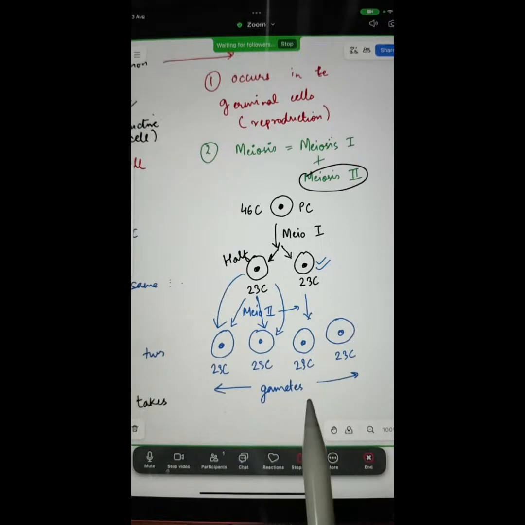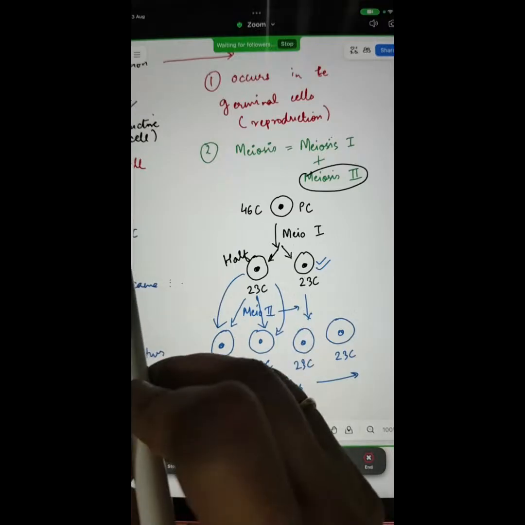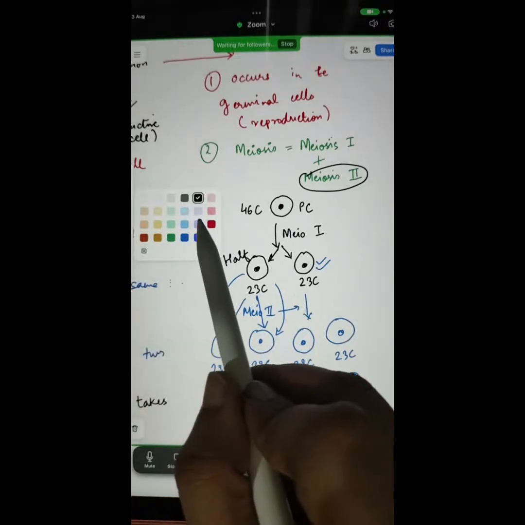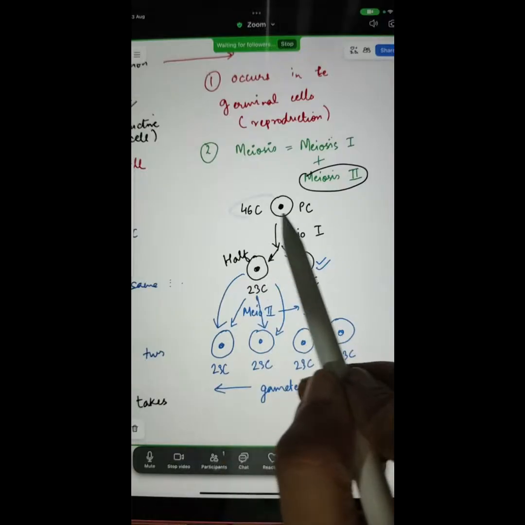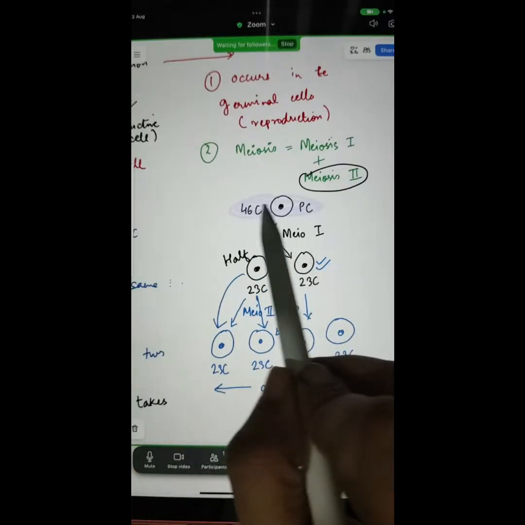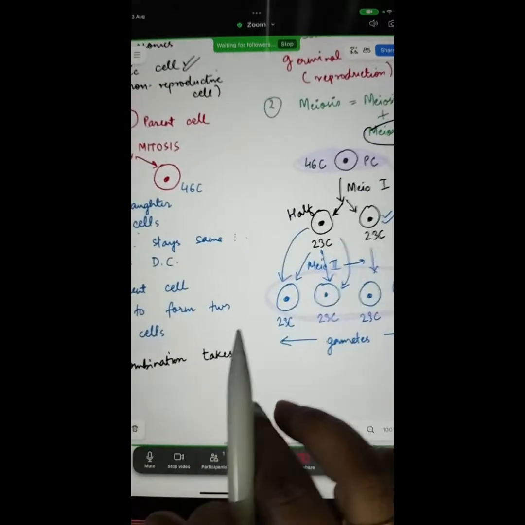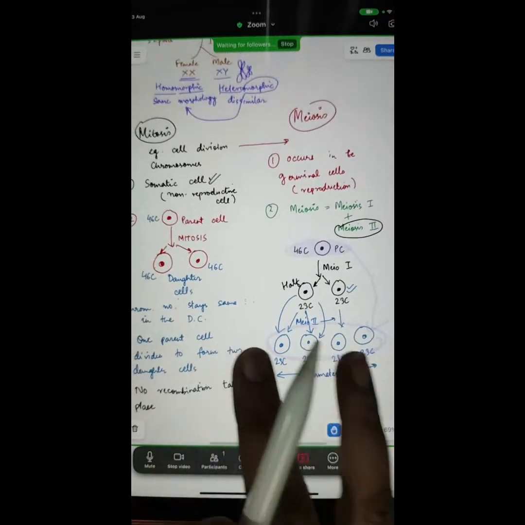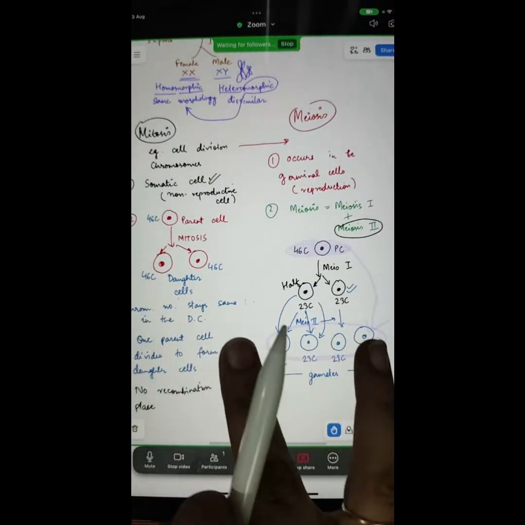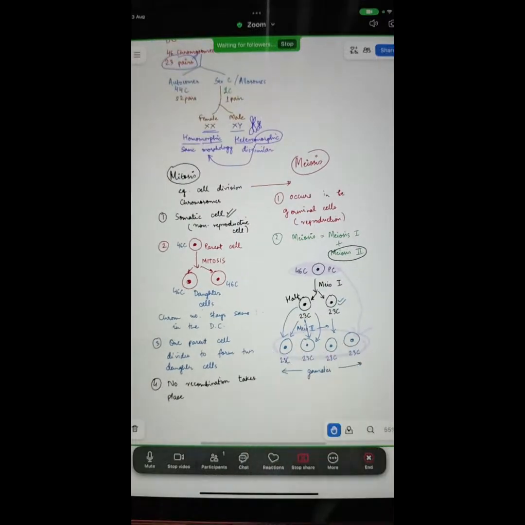Very important. So in meiosis, if you see, I'm just changing the color so that you can understand. We started with a parent cell with 46 chromosomes. And what we have found in the end, four cells are formed. And if you check the chromosome number, it has halved. It has reduced. So meiosis reduces the chromosome number. So this is the difference in the illustration of meiosis and mitosis.